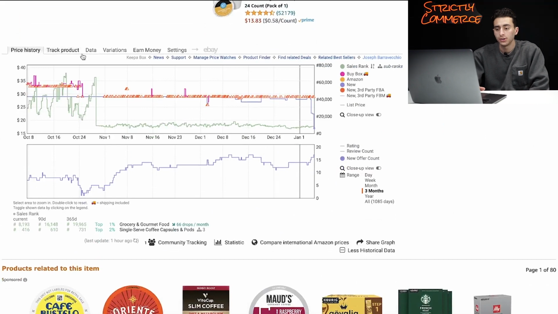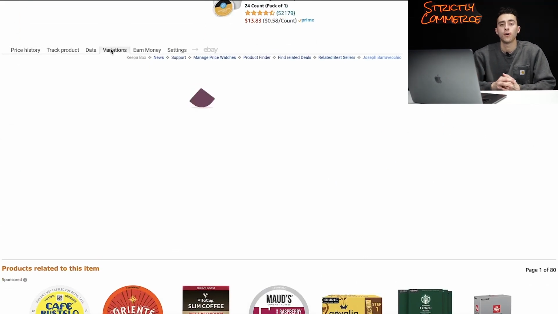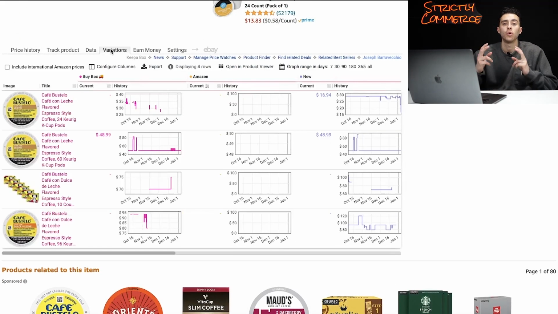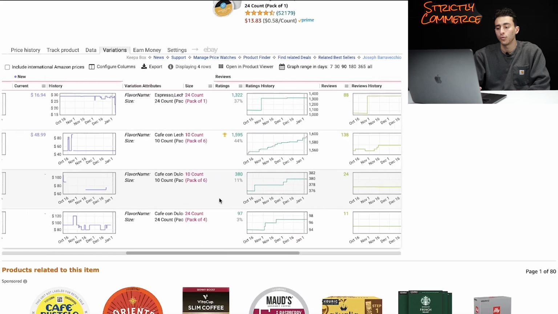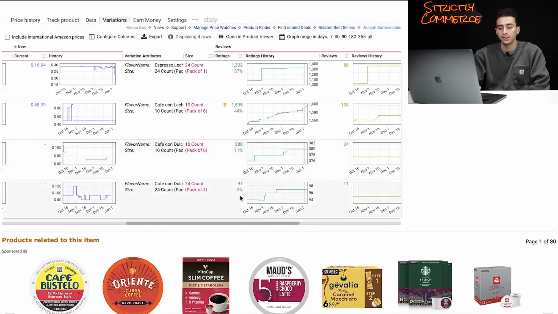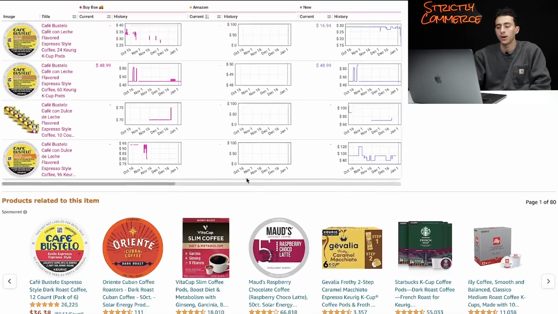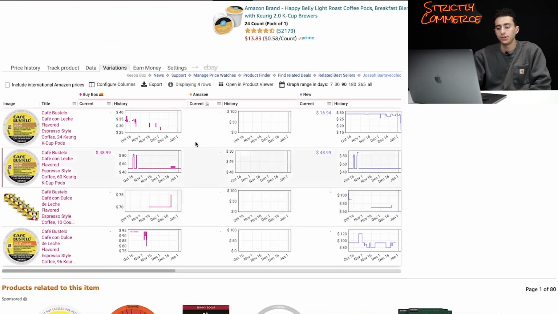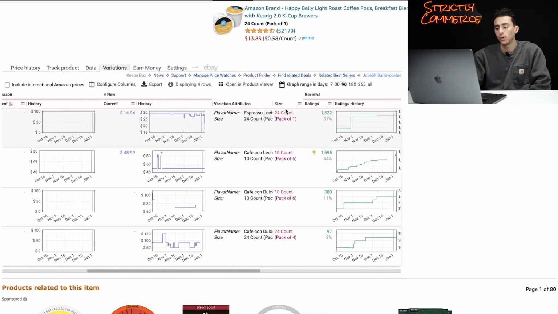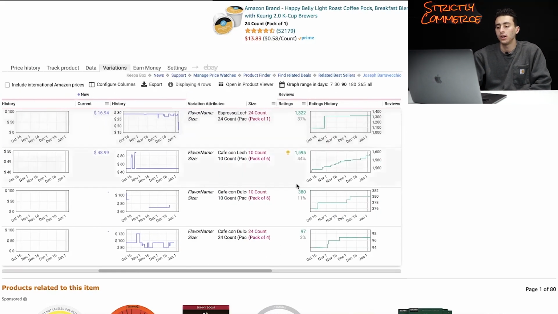So Keepa also tells you for variation listings which variations, quote unquote, sell the most based off of which variation has the most ratings. So here we have the variations, and then we can see the rating count of 1,500, 1,300, 380, and 97. So the 97 is a listing that's not on here, at least that we can't see. Then there's the 24 count, that is this one that we were on. That one has 1,300 ratings, this one has 1,500, this one has 380.